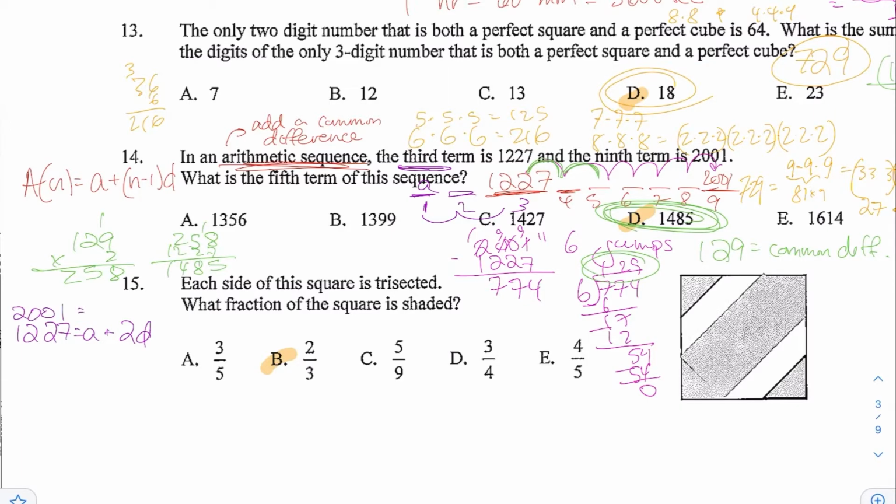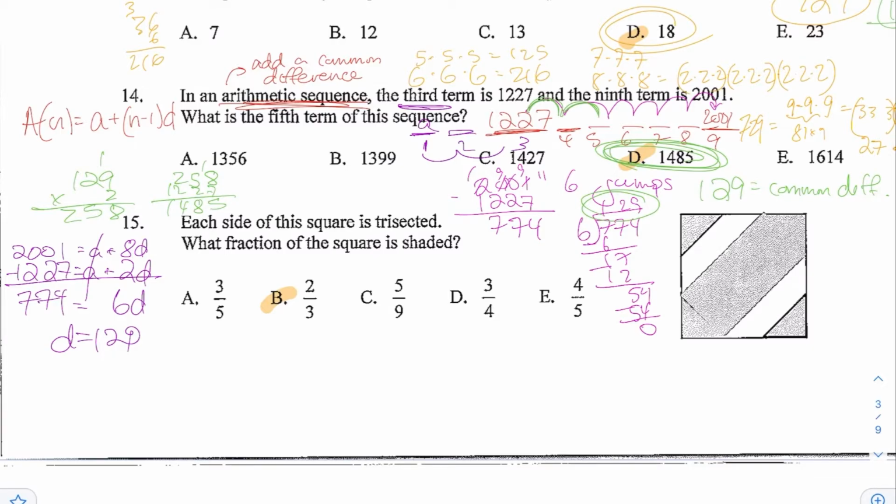2001 is equal to A plus, here for the ninth term, you have to add D 8 times. And from here, you can subtract and solve. So when you subtract these two equations by elimination, the first term A cancels out. You have 6 times the common difference, equal to the same difference of 774. You get that D is equal to 129, and you can just substitute back in to solve.